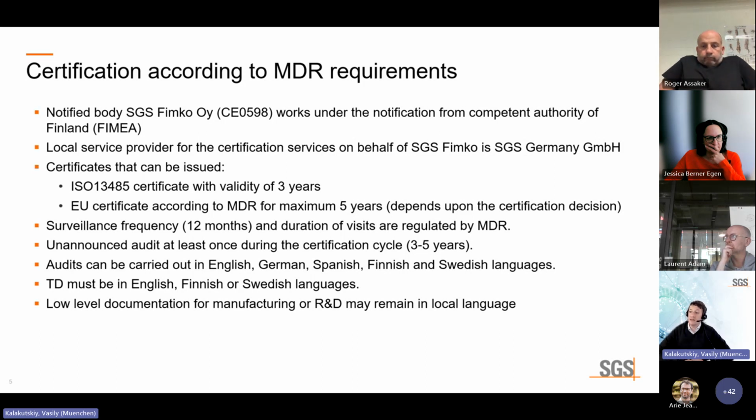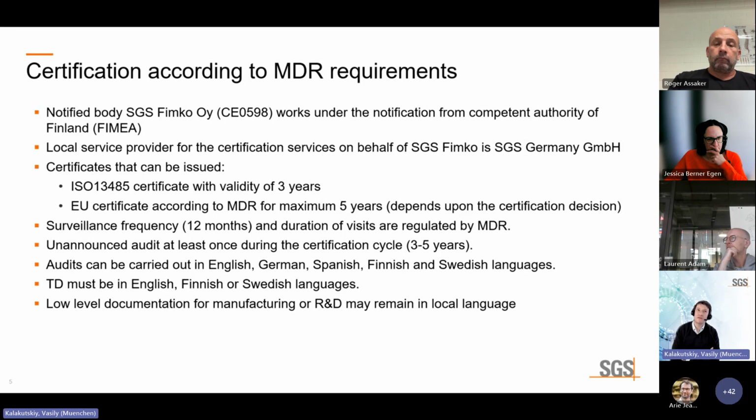Our audits can be carried out in English and German, which are the most common of the languages that we offer in the area, but it could also be Spanish, Finnish, and Swedish. Technical documentation is welcome to be provided in English, Finnish, or Swedish. Our notified body is registered in Finland, and Finland has two official languages. It's Finnish and Swedish. So English is also allowed for the MDR documents.